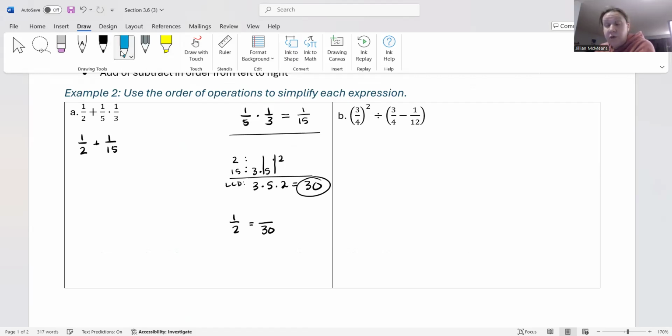So you have to ask yourself, what do I multiply 2 by to get the LCD of 30? That would be 15. So if I multiply the bottom by 15, I have to also multiply the top by 15, which makes this 15/30.